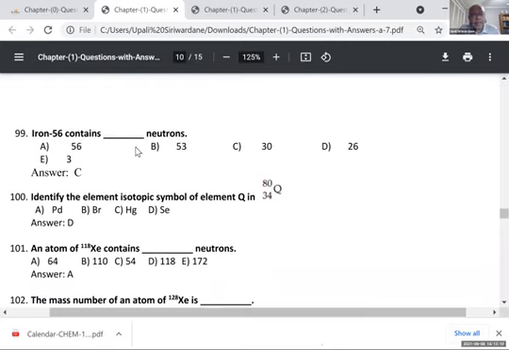Iron 56. Isotopes are elements with the same number of protons and a different number of neutrons. 56 is the mass number of iron. If you look at the periodic table, iron is 26. Therefore, there are 30 neutrons. C is the correct answer. 56 minus 26.